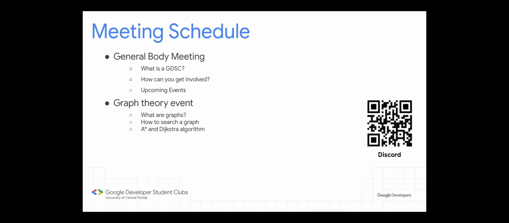This is the meeting schedule for today. We're going to start off with our November GBM meeting, where we'll discuss what a GDSC is, how you can get involved, and our upcoming events for November. Then we're going to shift gears into our graph theory event, where we'll talk about what graphs are, how to search a graph, and look into the A-star and Dijkstra algorithms. We'll have a cool workshop at the very end to demonstrate our understanding.